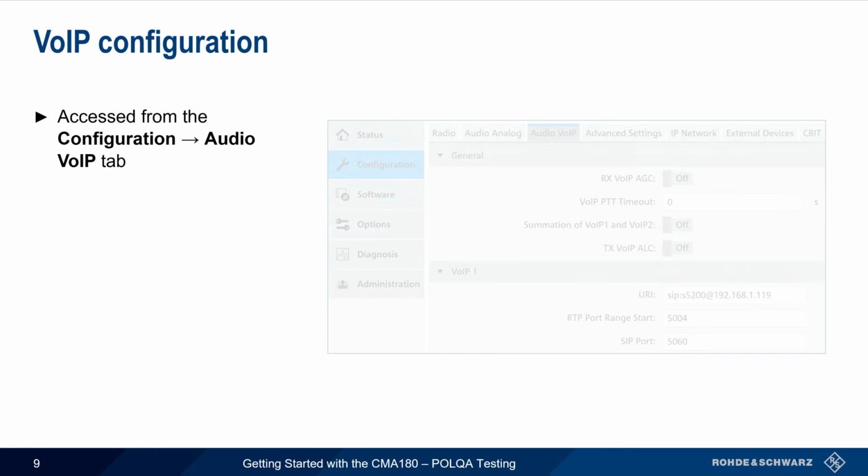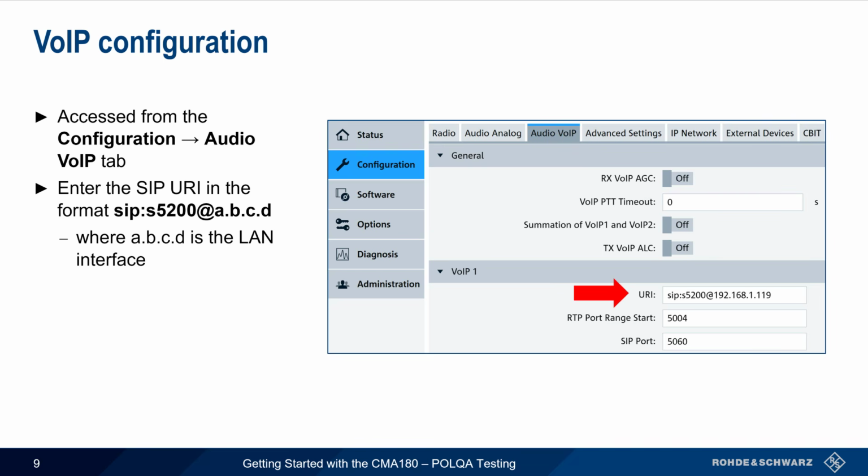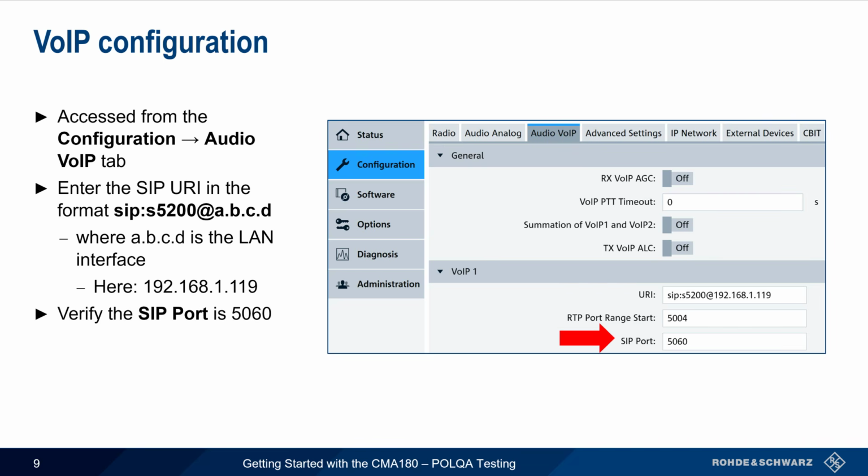The last set of parameters are found under the Configuration Audio VoIP tab. Here we need to enter the SIP URI in the format SIP S5200 at, and then the LAN IP address. We'll use 192.168.1.119 in our example setup. We should also verify that the SIP port is set to the default value of 5060.